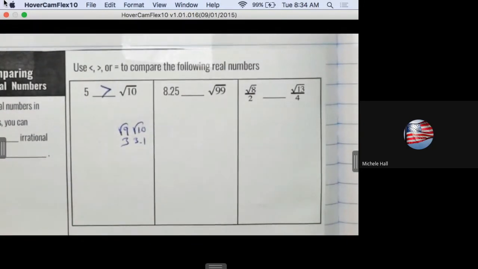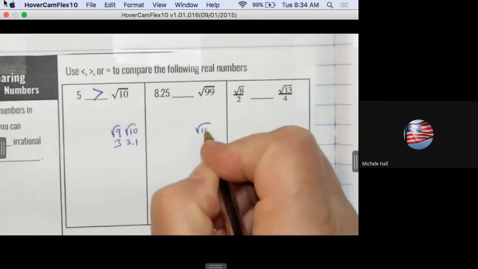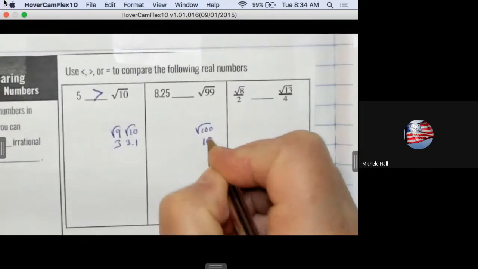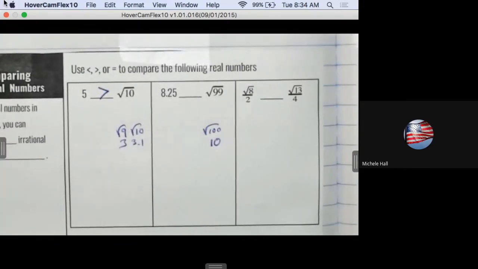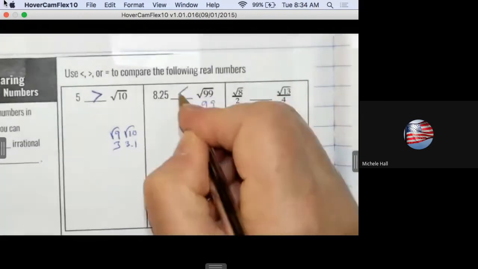The square root of 99 is next to which perfect square? So the square root of 100 equals what? 10. So what would the square root of 99 be? Like 9.9. So I can see that that's the larger one.